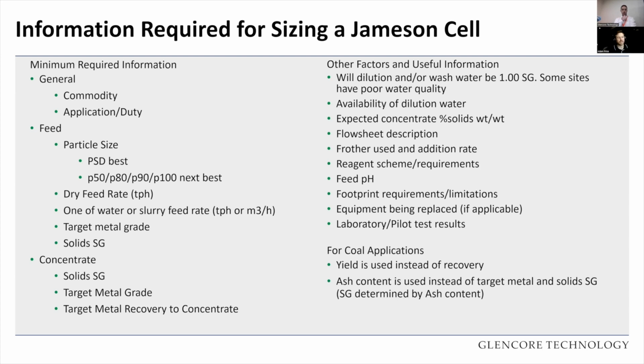For some niche applications, coal's an example, you may also look at some things a bit differently. So for coal, we use yield instead of recovery, and then ash content is basically used instead of a target metal, as your ash becomes really that key component you're trying to get rid of in the coal scenario.